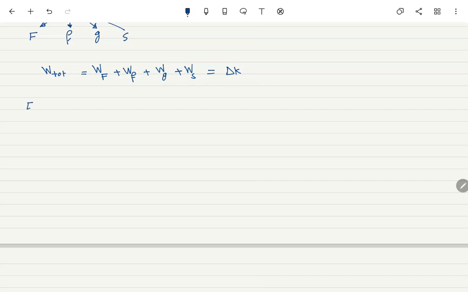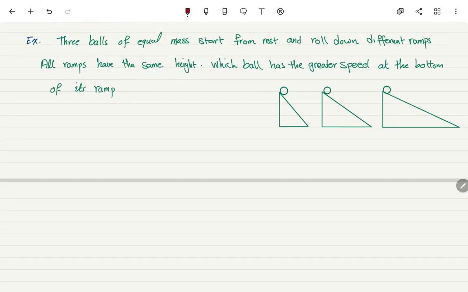Now let's have this example. Three balls of equal mass start from rest and roll down different ramps, as we can see in this one here. All ramps have the same height. So the height for all ramps here is the same. This is 1, this is 2, and this is 3. Which ball has greater speed at the bottom of its ramp? We need to calculate the speed of the ball right at the bottom here.